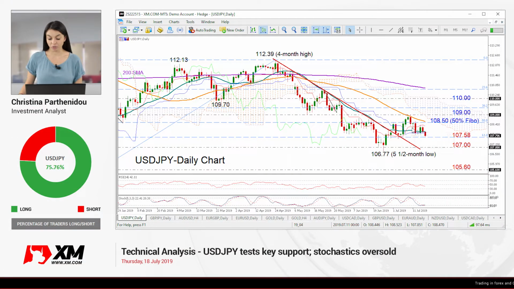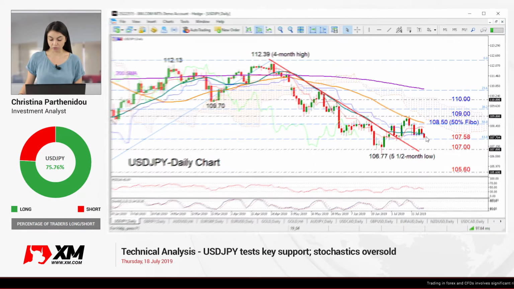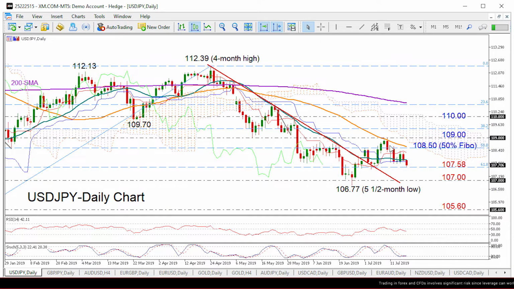Having a look at the daily chart now, we can see that dollar yen has reversed back to the downside after failing to break above the 50-day moving average last week, confirming a higher high just below the 109 level. The price is currently near the 61.8% Fibonacci of 107.58, which has been quite restrictive during the month of June and also back in January.